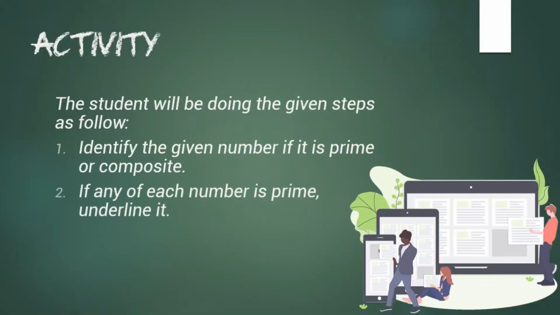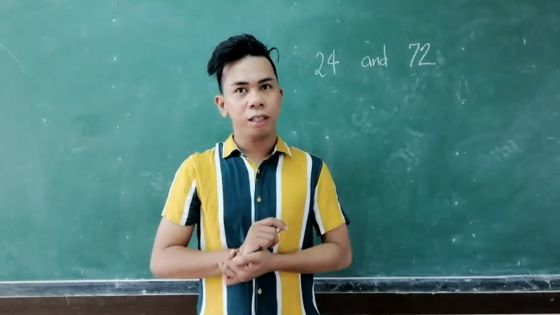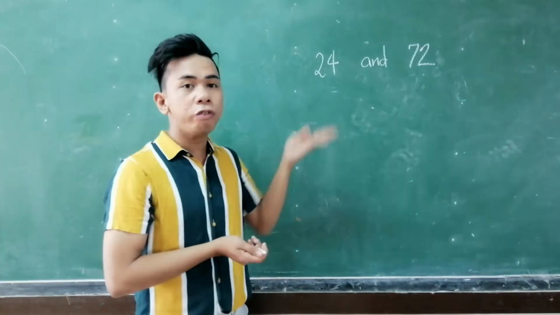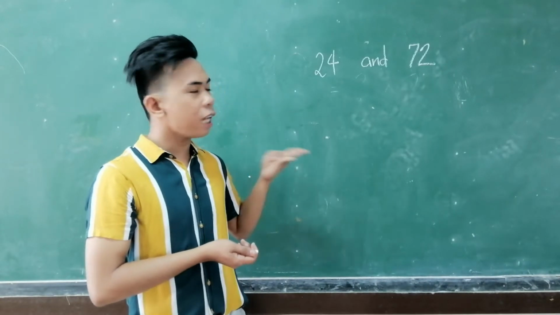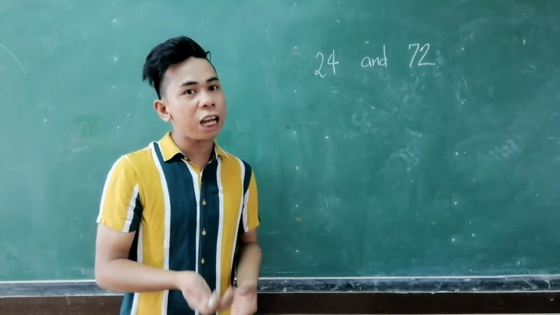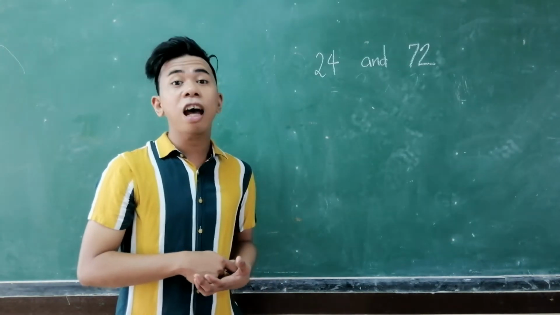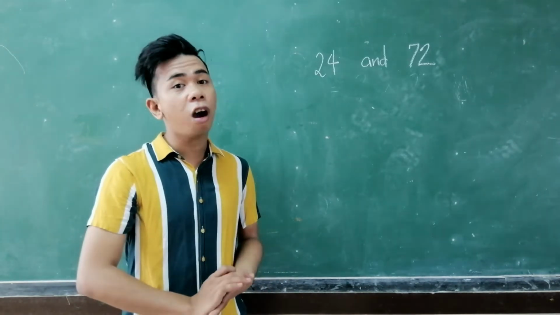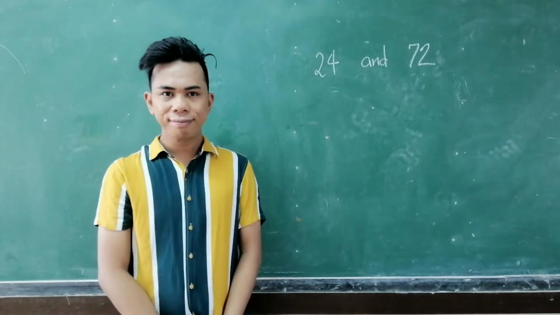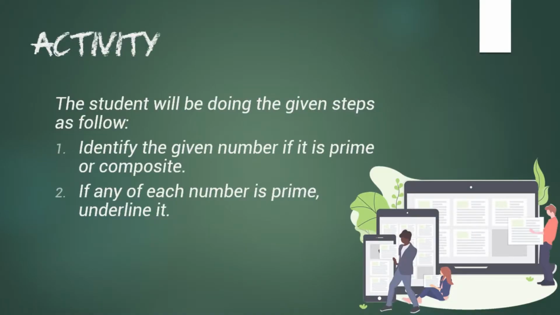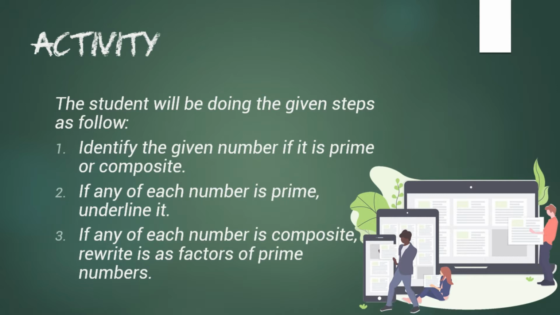Step 2. If any of the numbers is prime, underline it. So based on my own pair of numbers, 24 and 72 are composite. It is actually based on our step number 1. Therefore, we could not underline those because those are not prime. Step 3. If any number is composite, write it as factors of prime numbers.